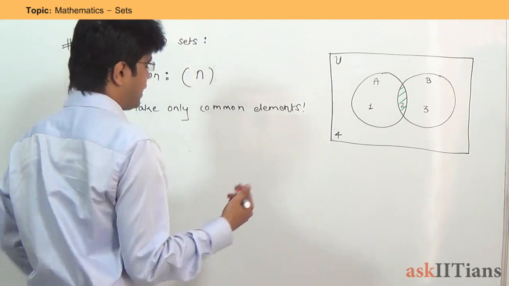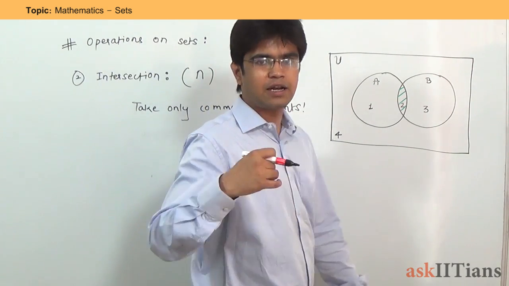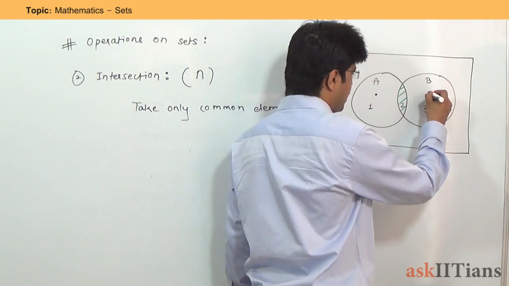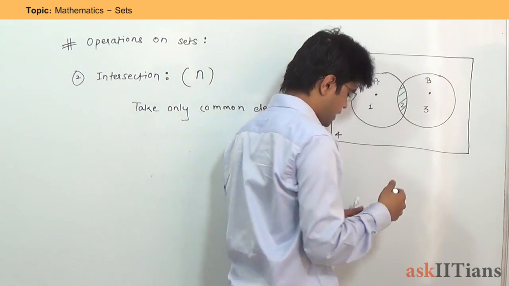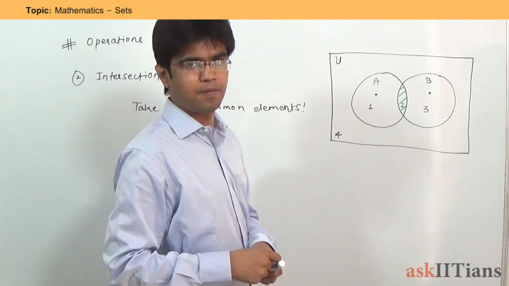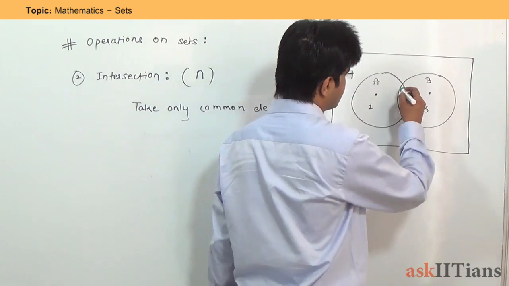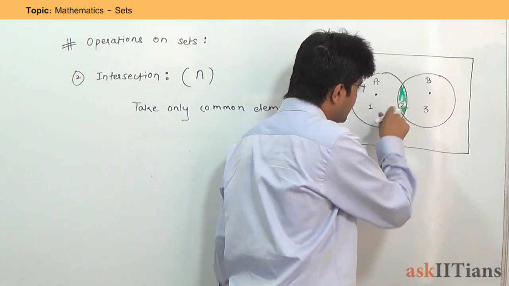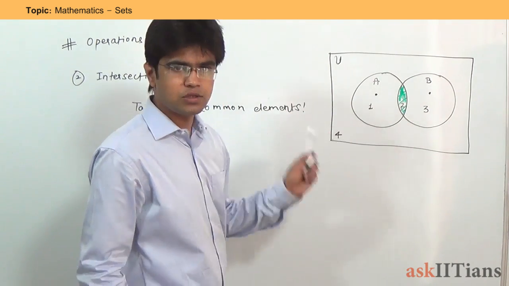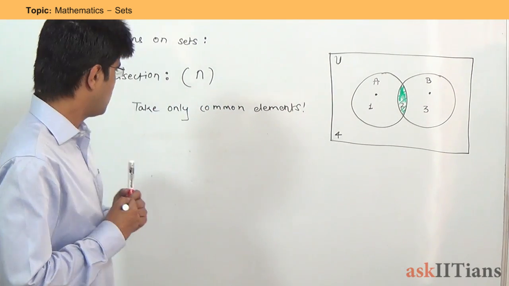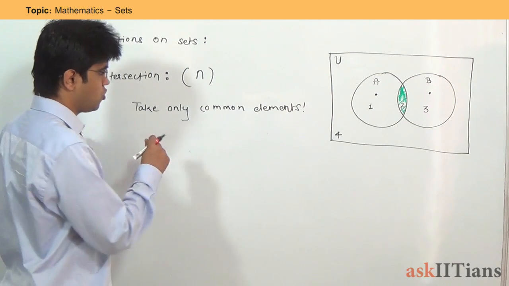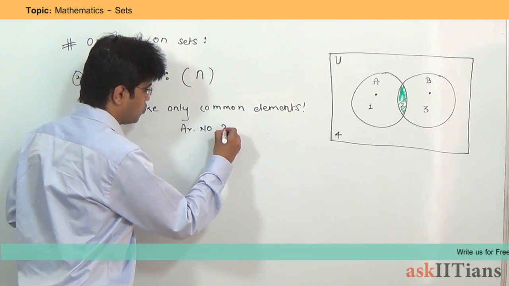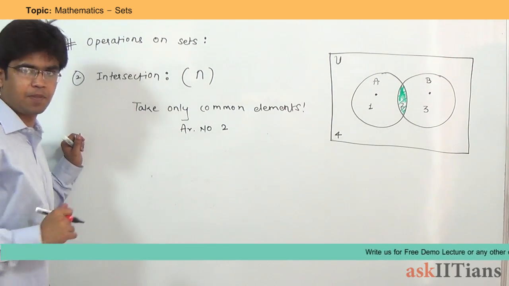Now you cannot take all those elements that are lying either in A or in B. You cannot take this element. You cannot take this element. Only this green area is required. We can only take this green area. This is the desired area, or you can say area number 2. Area number 2 is the desired area here. So if we are taking the intersection, we are only concerned about area number 2, because that is what is common there.